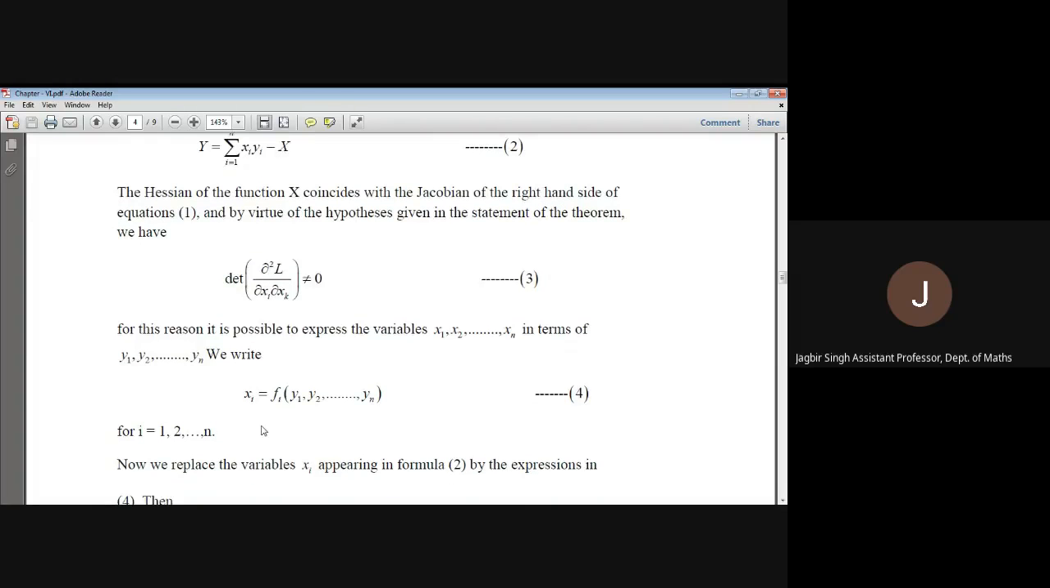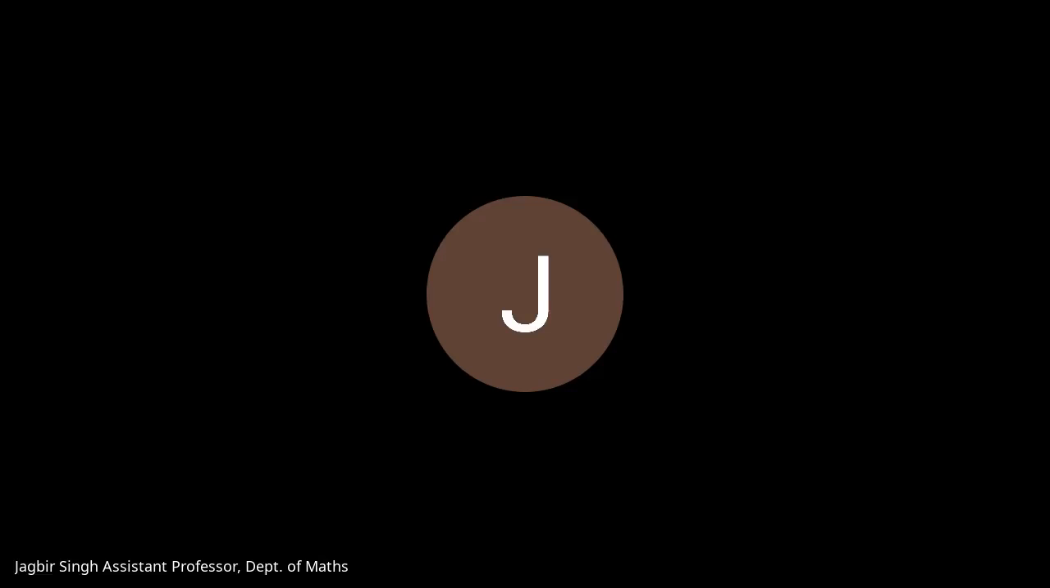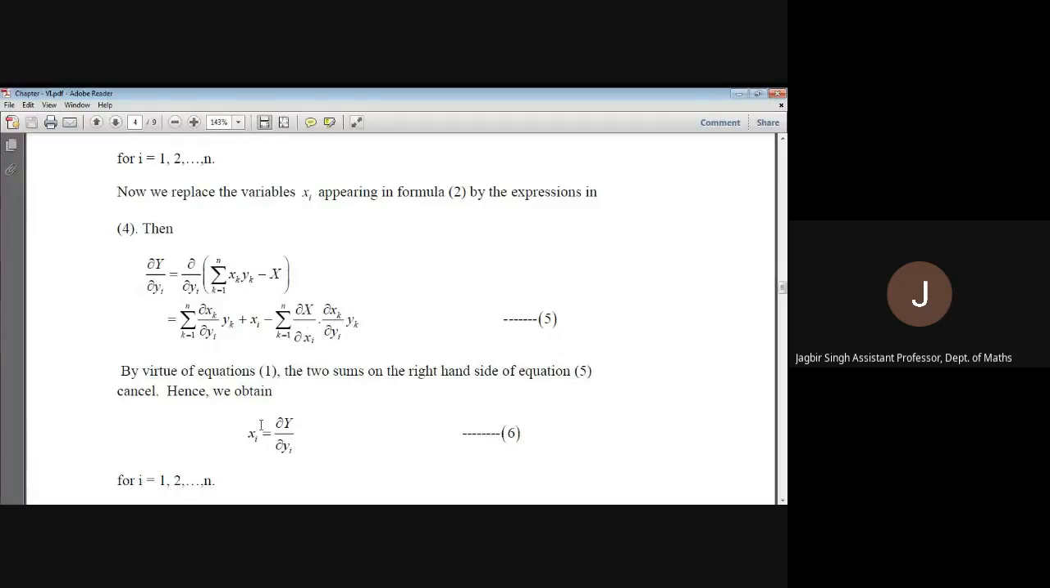Now we are to find out that the partial derivative of y with respect to yi should be xi. For that, just find the partial derivative with respect to yi of the summation k from 1 to n of xk yk minus capital X. And now just listen. First of all, in this summation there are two terms, so the u into v method will be applied.